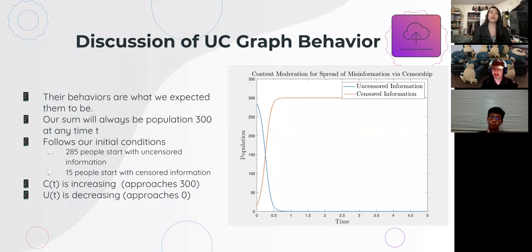Lastly, we know that the numbers are accurate because there's an intersection point at around t equals 0.3 where the two graphs intersect at 150 people. Because they intersect, we can say that 150 plus 150 equals 300, which is our total population at that time.